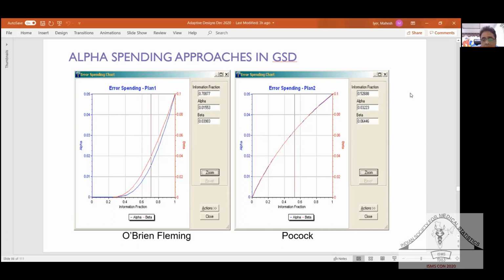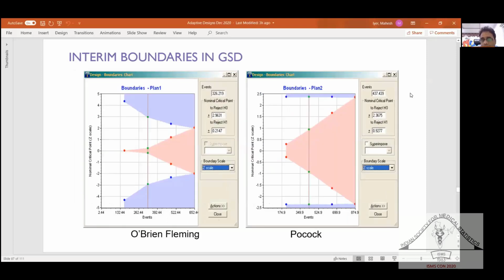So in a clinical trial setting, there are times when you would choose O'Brien-Fleming. There are times when you would choose Pocock. And once you have your alpha spending, these are your boundaries. As you can see, these are the boundaries for your alpha, and these are your boundaries for beta.